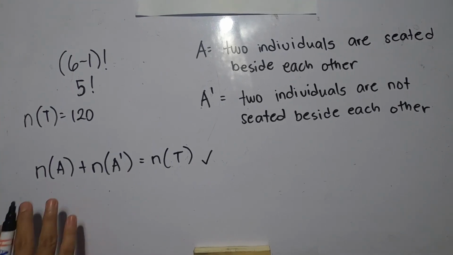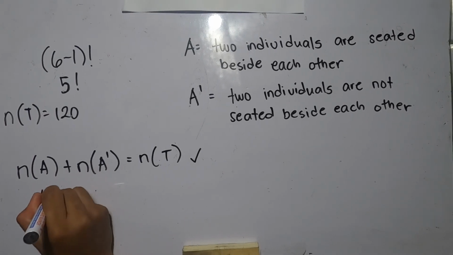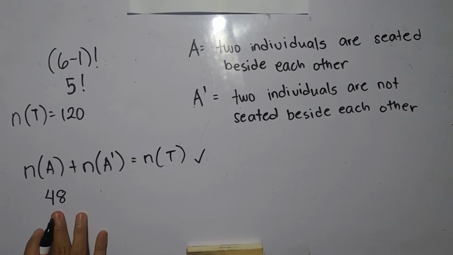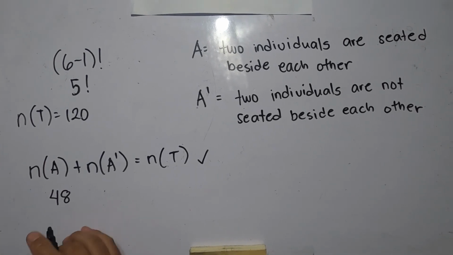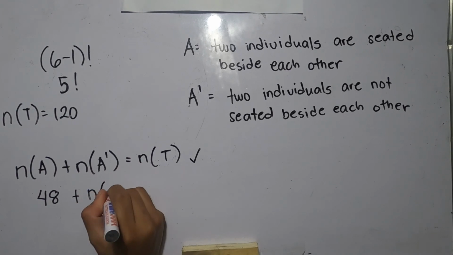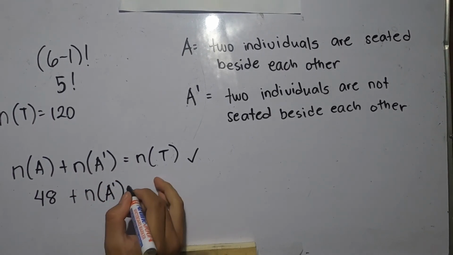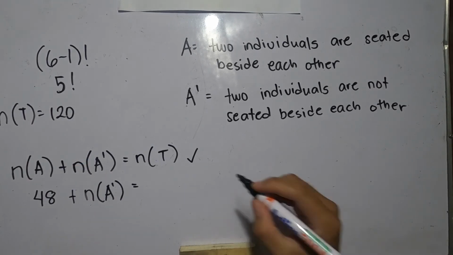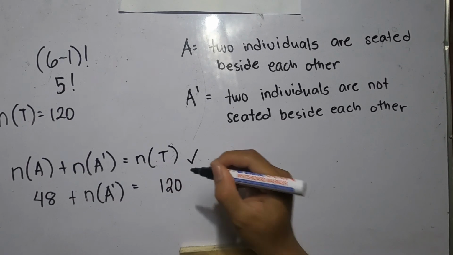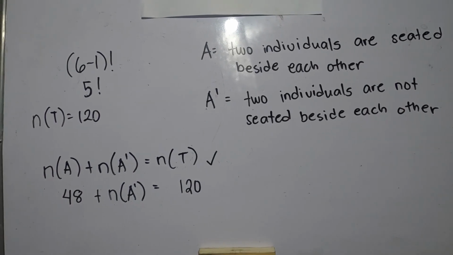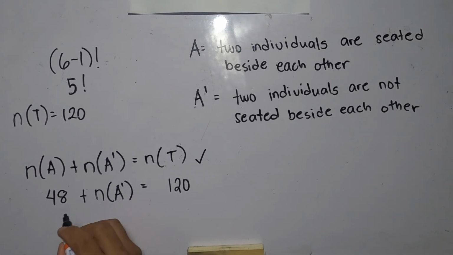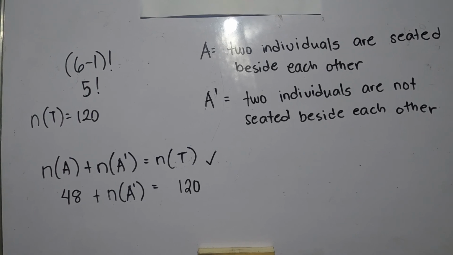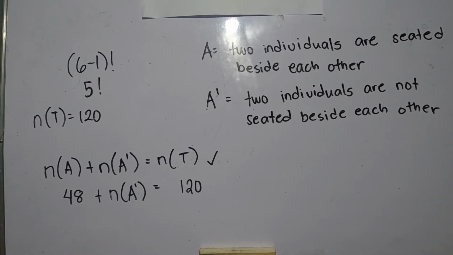By substitution, n of a is equal to 48. This 48 is the number of ways for 2 individuals to be seated beside each other. This is our answer in the previous condition. Added by n of a prime, which is what is asked, substitute n of t, which is equal to 120. Using property of equality to manipulate the equation, we can cancel out 48 by adding the additive inverse of 48 to both sides of the equation.